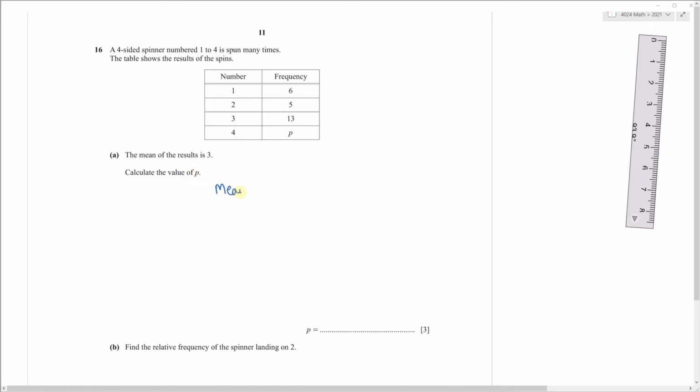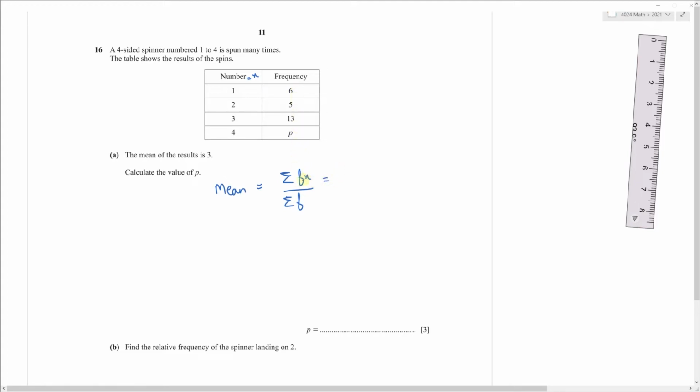So you know that mean is sigma fx divided by sigma f. So you're multiplying frequency with the value. Here x is basically the number. And then you're adding up; the sigma sign signifies that you're adding up all the products, and then in the denominator you just add all the frequencies.